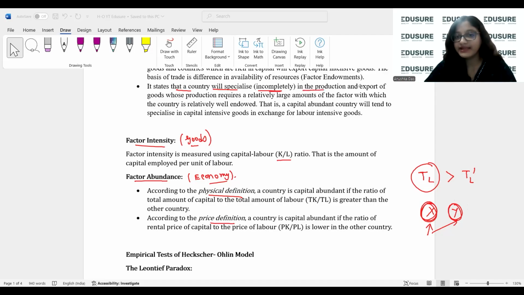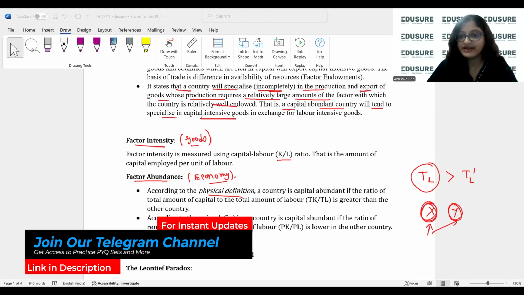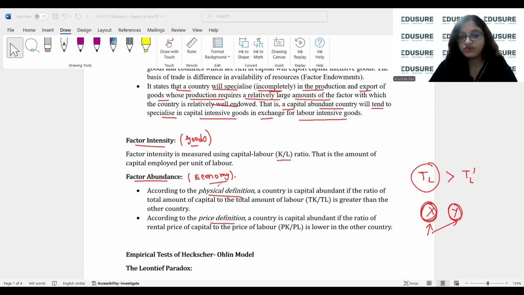So countries will specialize incompletely, producing and exporting the goods whose production requires a relatively large amount of the factor with which the country is relatively endowed. A capital abundant country will tend to specialize in capital intensive goods in exchange for the labor intensive ones. I hope this physical definition is clear. If you understood the physical definition, the price definition is just a consequence of that.